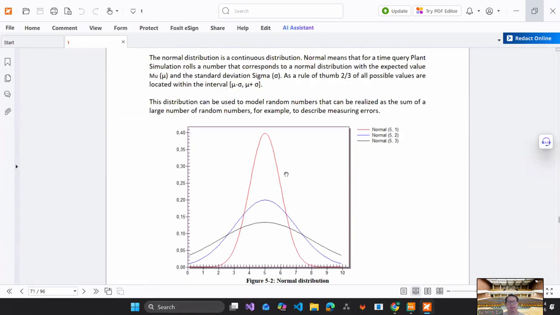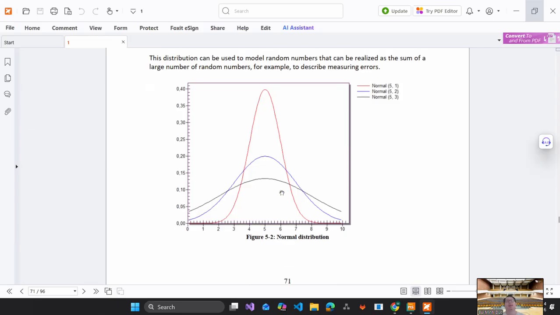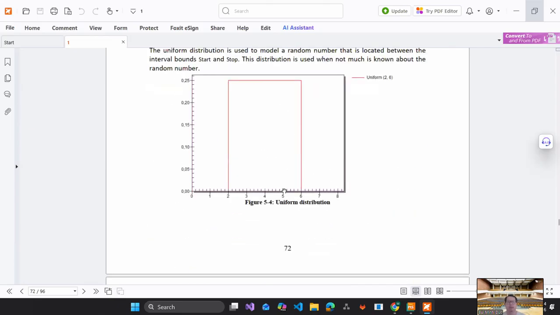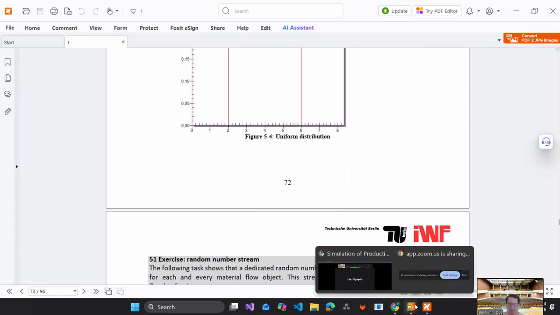Here, for example, we have the normal distribution. This means that the reality, or the result, will be concentrated around the mean value, and for the minimum and maximum values, the chance that they happen will be very low. And for the uniform distribution, this means that all of the cases will have an equal chance to happen. And of course, we have many more, not just these.